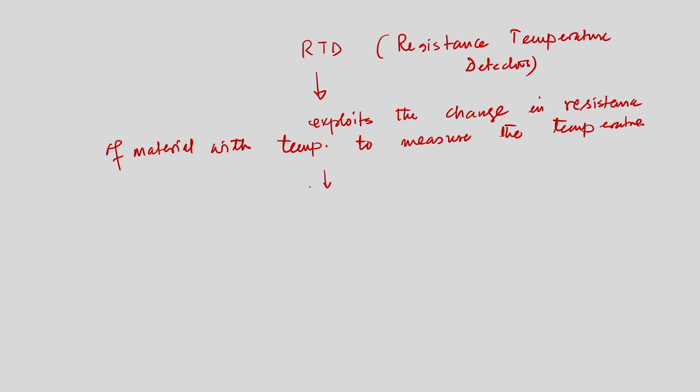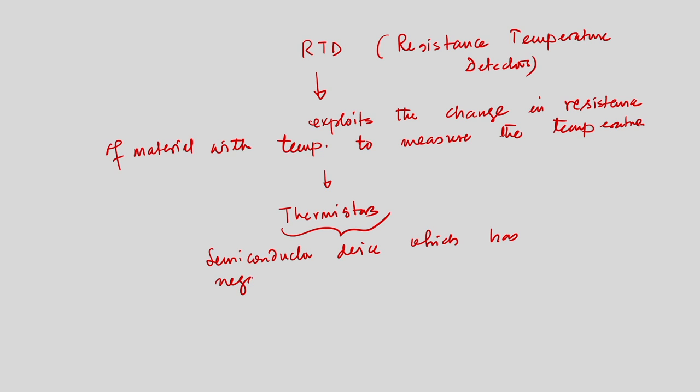So we have discussed a few. Today we will discuss the thermistors. This thermistor is basically a semiconductor device, which has a negative temperature coefficient of resistance.